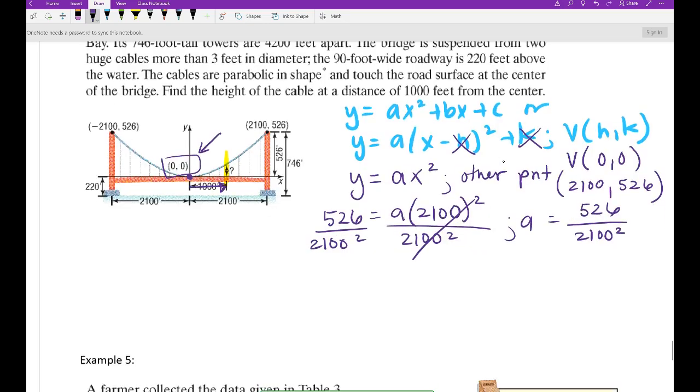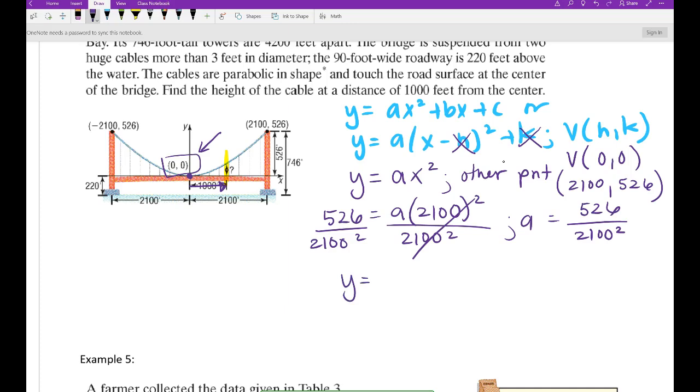Okay. Now I'm going to write my equation. y equals 526 divided by 2100 squared times x squared. Am I done? No, I'm interested in finding the height of the cable at a distance of 1,000 feet from the center. Bless you, dear. What do we do? We graph it out, and then on our calculators, we do 1,000 feet away from the origin. We find out what the y value is. Okay, you can graph it out.